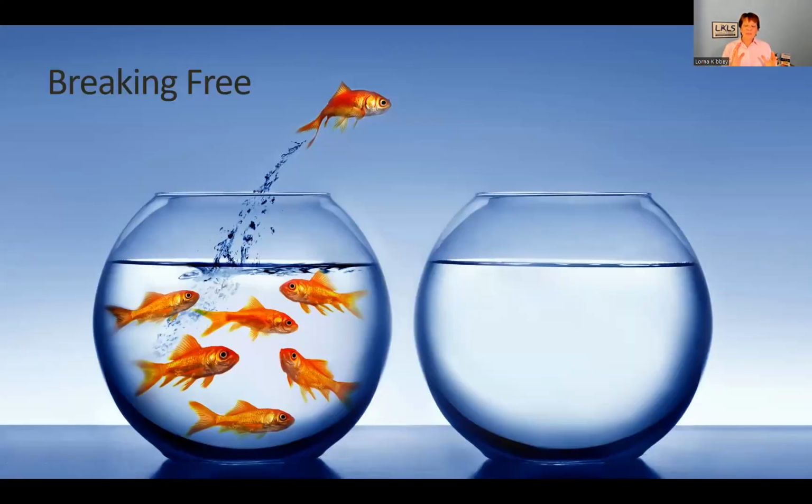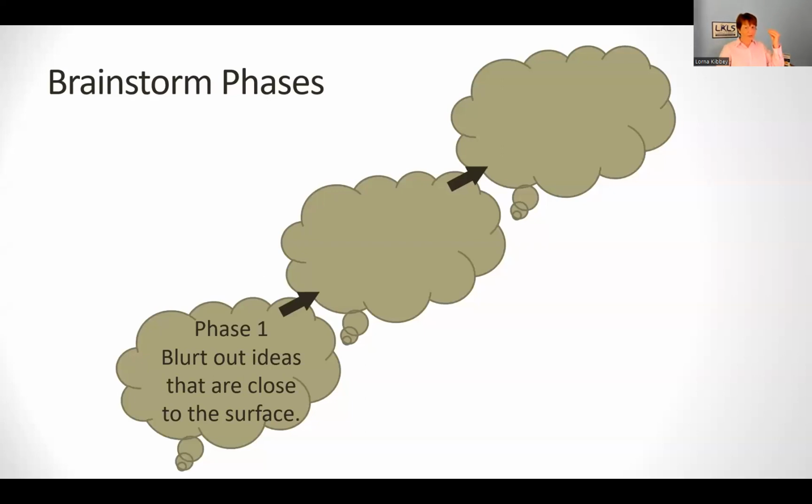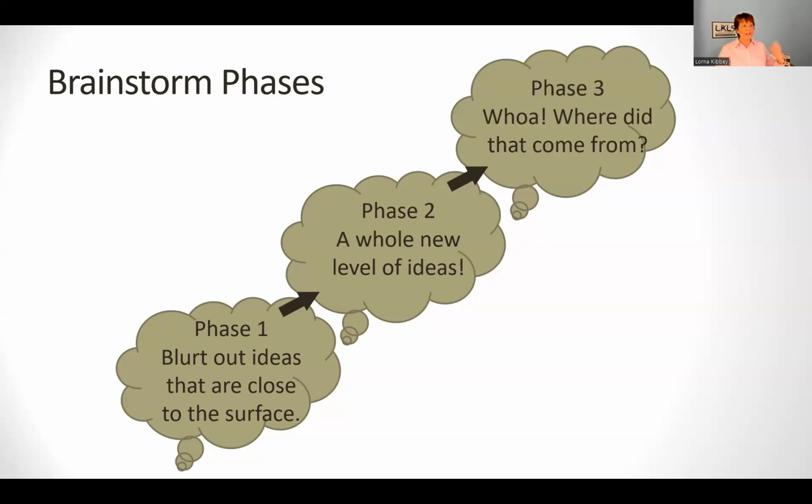We have to work too to move brainstorming up a level. One of the mistakes we make with brainstorming is we do this brainstorm and we're done. One thing you should do is think about how to move it up a level, how to break free from these thoughts and now build onto the thoughts beyond what you came up with just in the first 5 minutes. I don't know if I'm saying that well, but what I'm talking about is this. There's phases of brainstorming. And in the first one, you're just blurting out ideas that are close to the surface. You're just getting the surface stuff. The second phase, a whole new level of ideas. And finally, where did that come from?